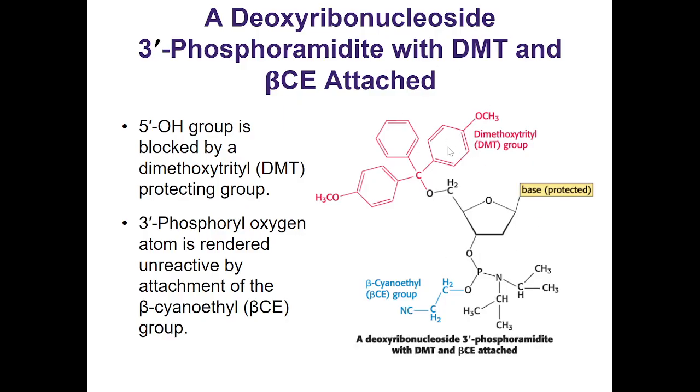This right here is DMT. That's the same DMT we've talked about in organic chemistry as well. So that's that dimethoxytrityl. Again, this is going to be attached to the 5' OH group right there. This is going to act as a protecting group. Right here we have our nucleoside. This right here is then the 3' oxygen. And again, we have that rendered non-reactive via this attachment of this group right here, which is the beta CE group. Anybody have any questions?